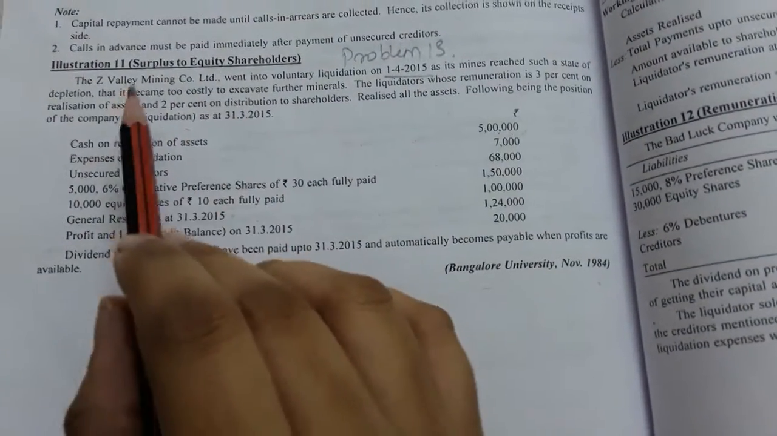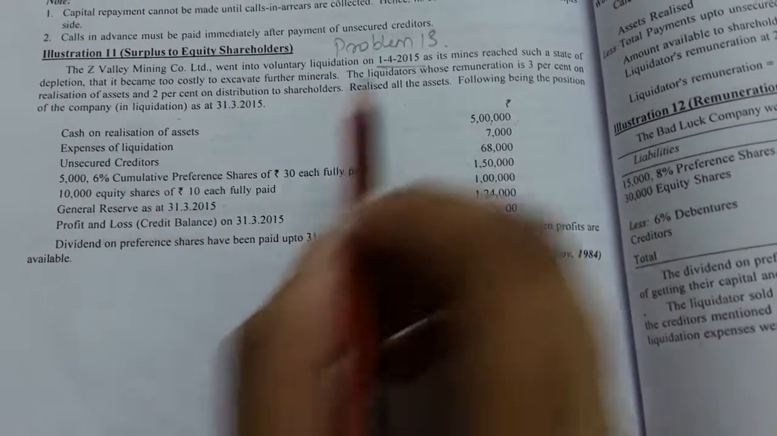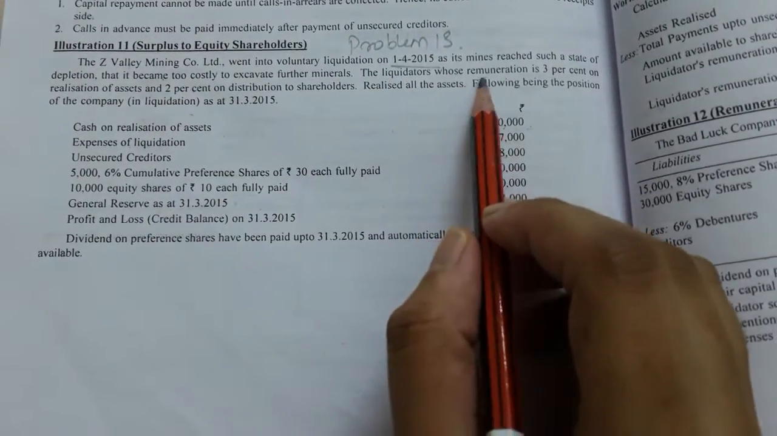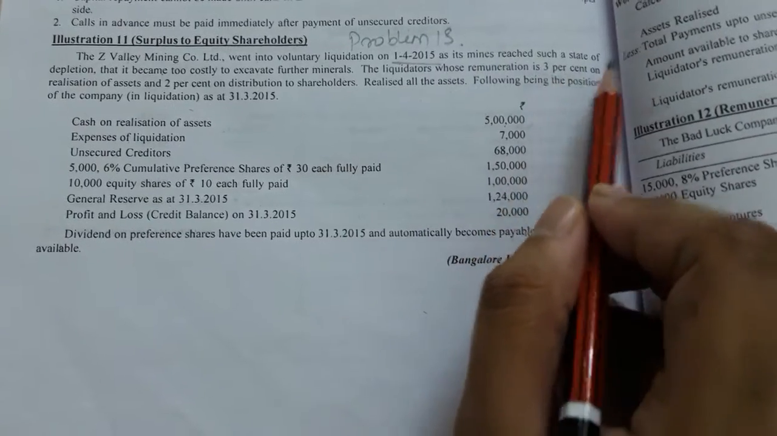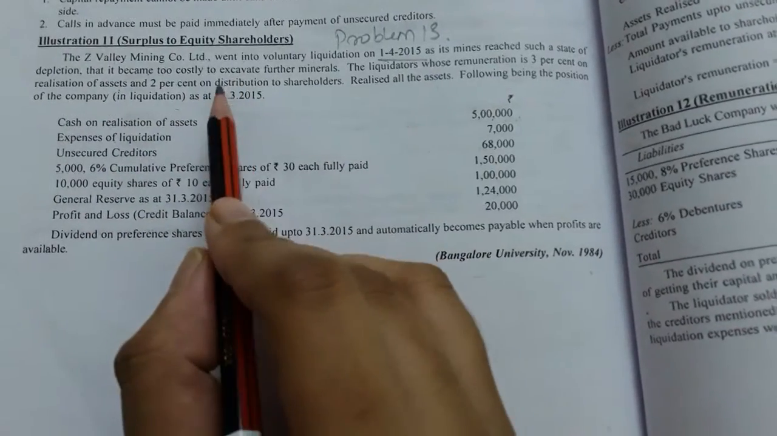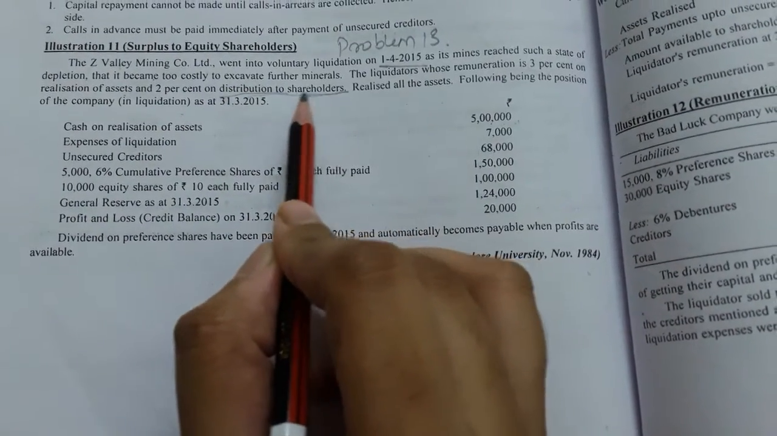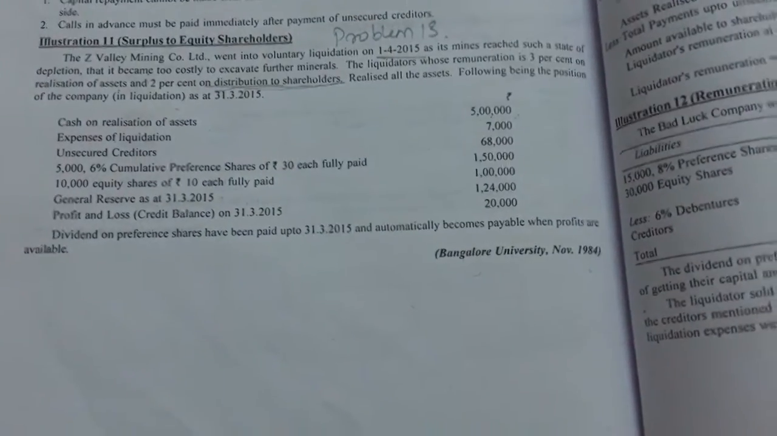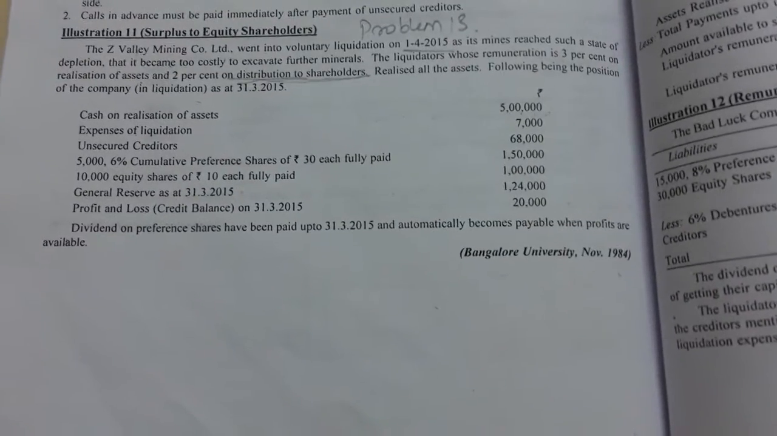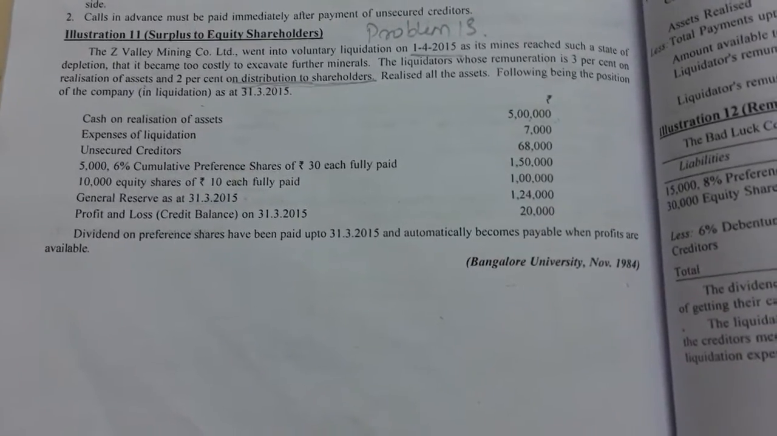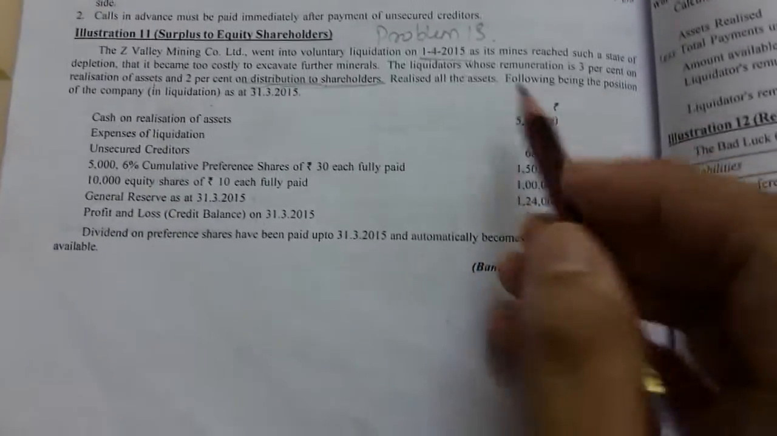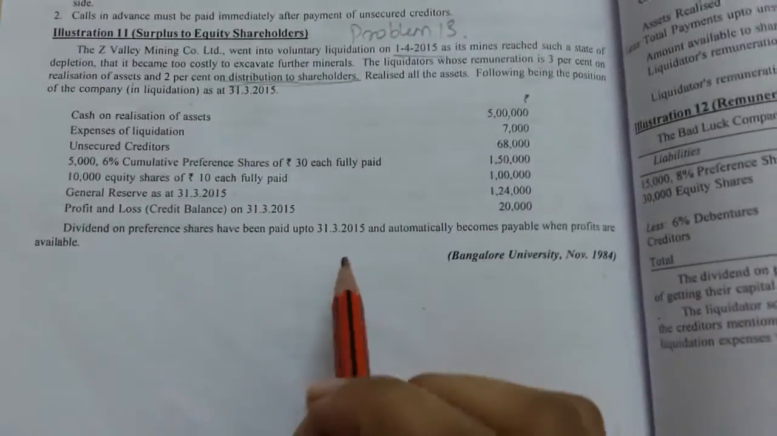So here the Z Valley Mining Company went into liquidation on 1/4/2015, and the remuneration of the liquidator is given as 3% on the value of assets realized and 2% on the amount distributable to shareholders. That is, at the end of the period, whatever amount is remaining for payment to the equity shareholders, on that value the liquidator will be getting the remuneration.